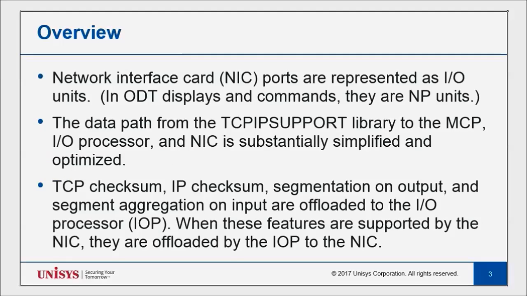With TCPIP v3, network ports are represented as NP units. They show up as NP units in a way similar to how packs show up as PK units and tapes show up as MT units.